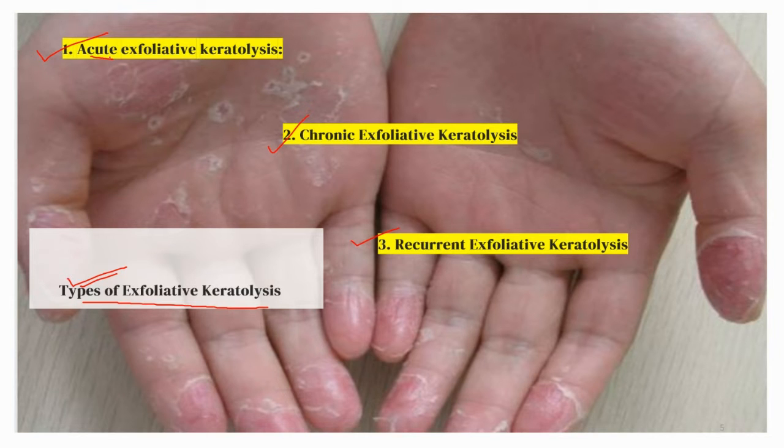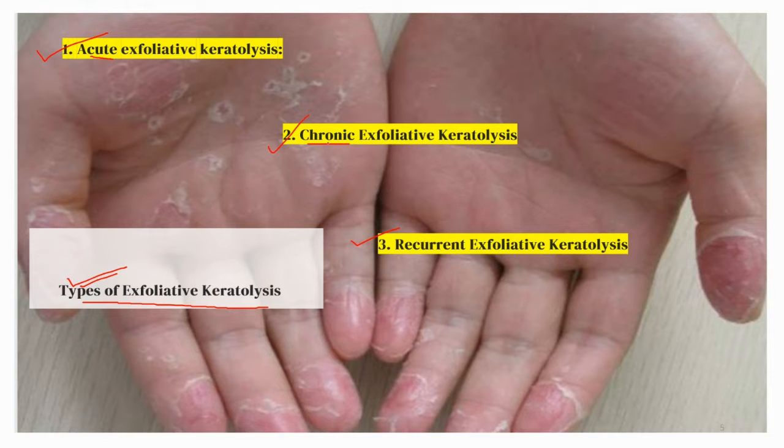Now, the second type of exfoliative keratolysis is chronic. It is a rarely occurring condition, and some patients complain of cracking and bleeding from the dry skin of the palm region. A patient who lives in extremely dry weather or cold air is susceptible to chronic exfoliation of the palm skin.